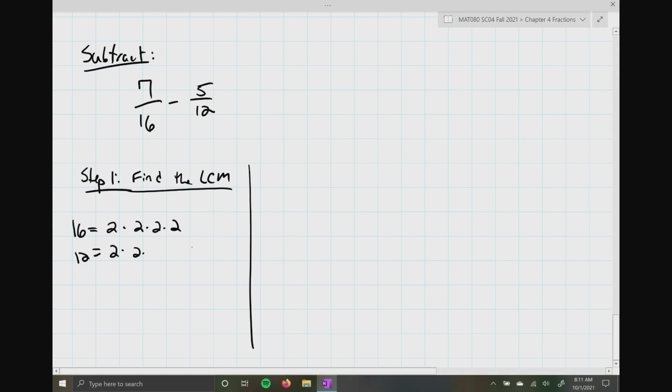12 is going to be 2 times 2 times 3. Now, if you bring all those numbers straight down, your LCM is going to be 2 times 2 times 2 times 2 times 3. So the LCM is going to be 48.